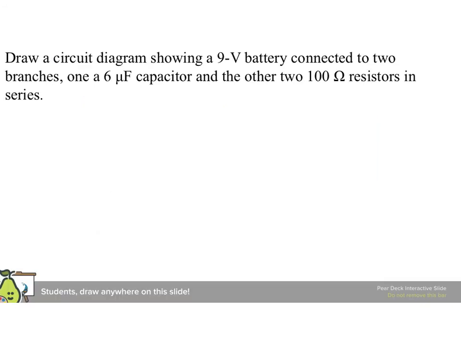Draw a circuit diagram showing a 9-volt battery connected to 2 branches. One of the branches a 6 microfarad capacitor, and the other branch 2 100 ohm resistors in series. So I'm going to draw my battery and label it. Your textbook likes to squiggle in the element, I'll do it here once. I think just to say that's the element. I don't think that serves any actual purpose, but they like to do that. We're going to come out and have 2 branches.